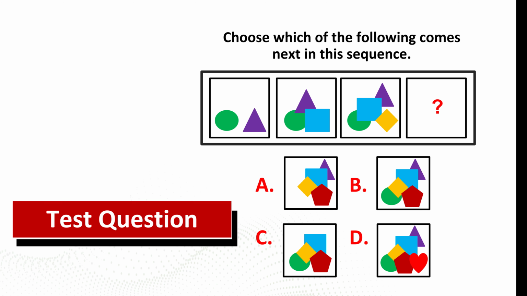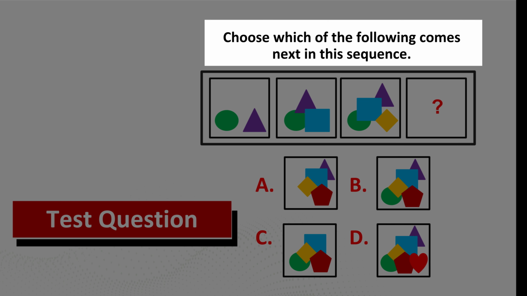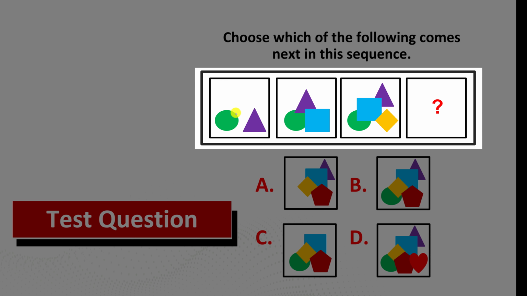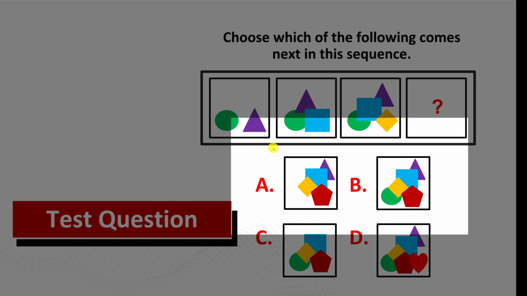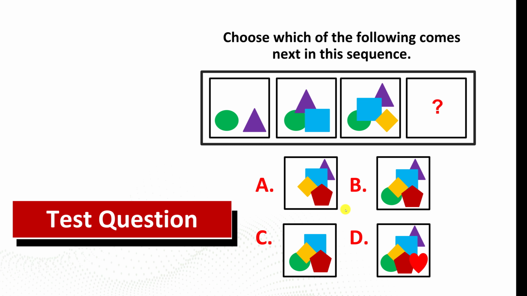And now here's the question for you to try. Please choose which of the following comes next in the sequence. You're presented with the sequence of objects, and the fourth object in the sequence is missing. And you have 4 different choices presented here, and you need to select 1 out of 4 choices. Feel free to pause this video and try to solve this challenge.